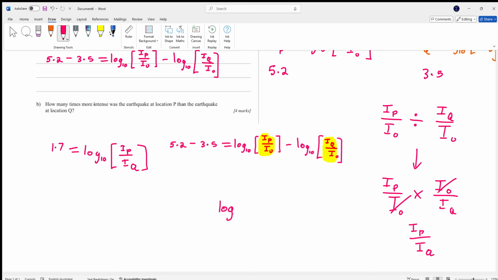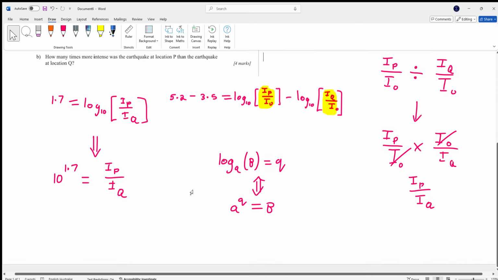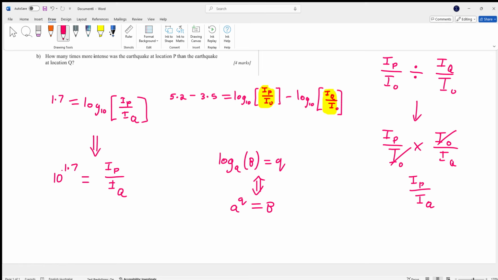If we have something like log A of B equals Q, you can rewrite this as the exponential A to the power of Q equals B, and vice versa. So here we're going to rewrite this as 10 to the power of 1.7 equals IP over IQ. Then we'll move the IQ to the other side, so we get a pretty easy equation to read. Now we'd work out what 10 to the power of 1.7 is. If we chuck that into our calculator, this gives us around 50.118.